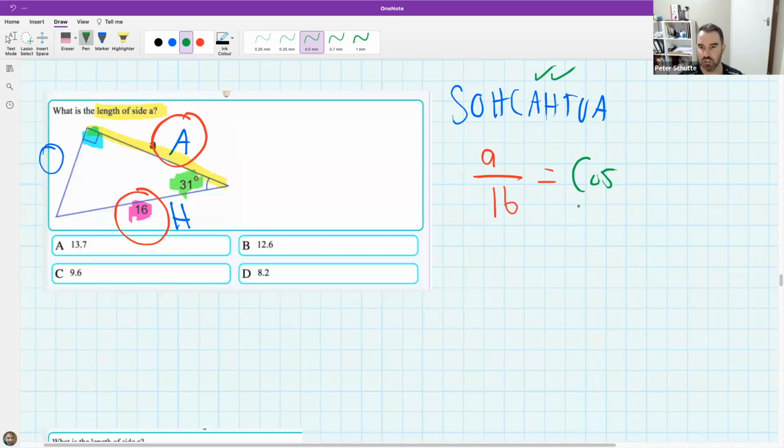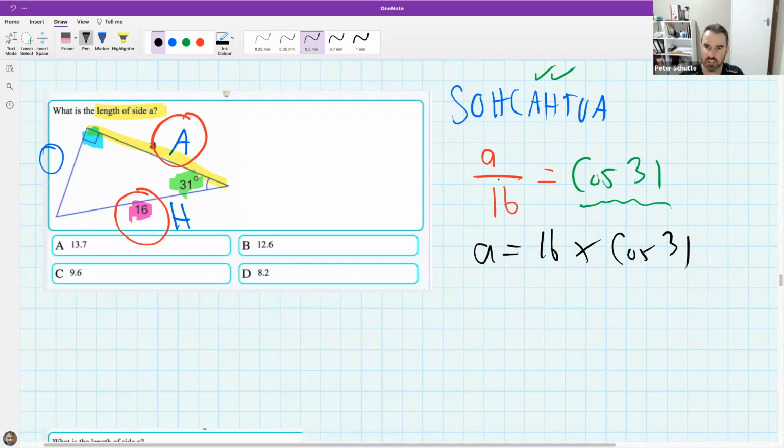Okay, but it's not just cos, it's cos of the reference angle, and so it's going to be the cos of 31. So we can use the fact that we have trig ratios stored in our calculator. So we know there's a value for the cos of 31. We'll get it out. And we know that a over 16 must be cos of 31. So what is the value of a going to be? Well, the value of a is just going to be the cos of 31 times 16, because we're just going to bring that 16 from being a division to a multiplication.